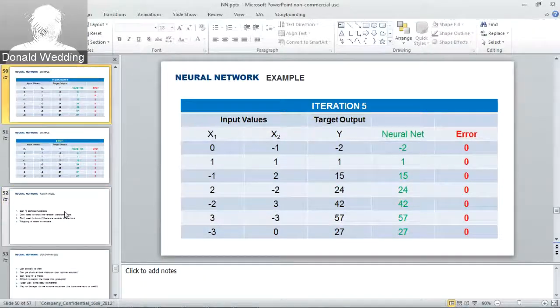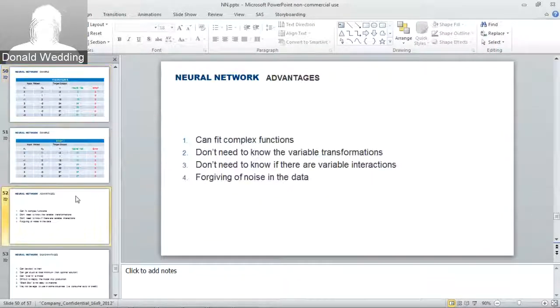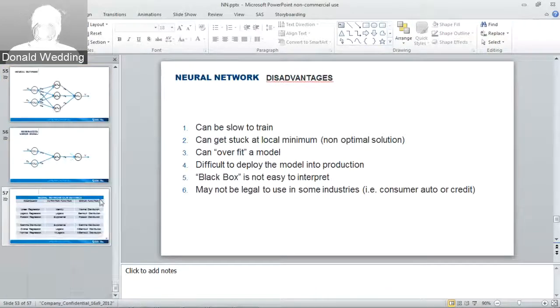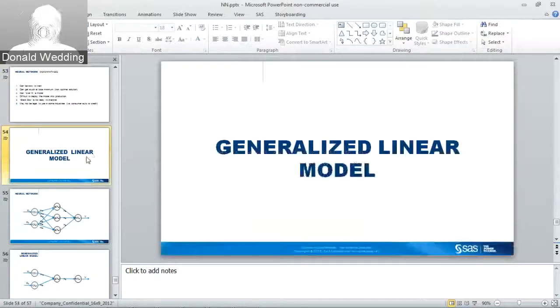Okay? That's how a neural network works. It's a brute force, and it zeroes in on the best answers, okay? And these are the advantages of the neural network. These are the disadvantages of the neural network. And now I want to show you why it's a generalized linear model, okay?